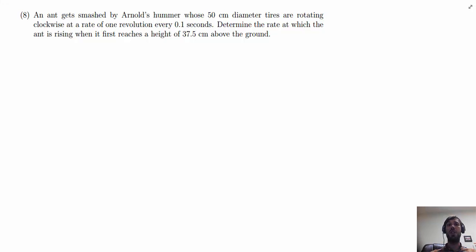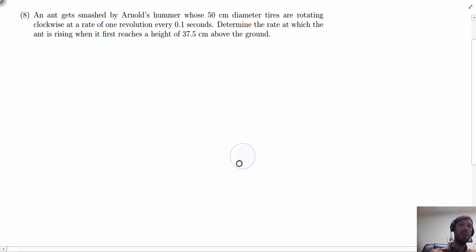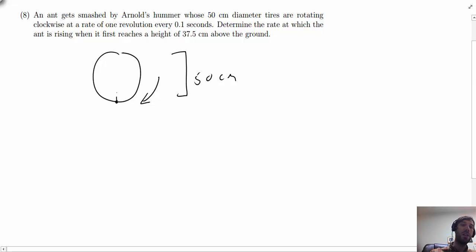So here's a brief discussion about the solution to this last problem on the related rates worksheet. So you have this tire, right? And it's spinning clockwise, so this way. An ant gets smashed at the bottom, and the diameter of the tire is 50 centimeters, right? Which means the radius is 25.